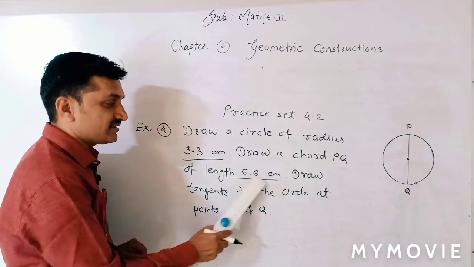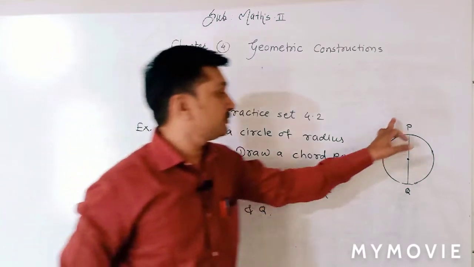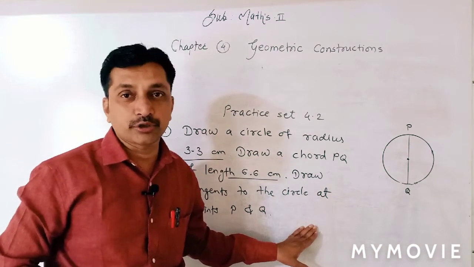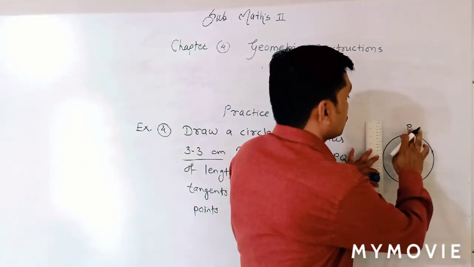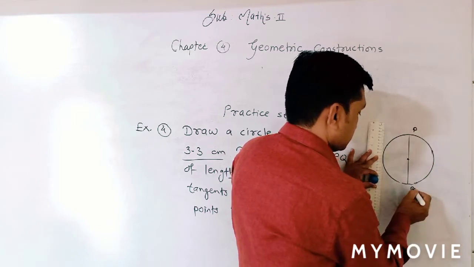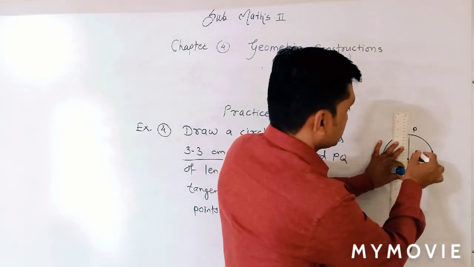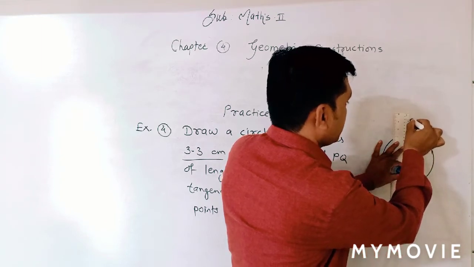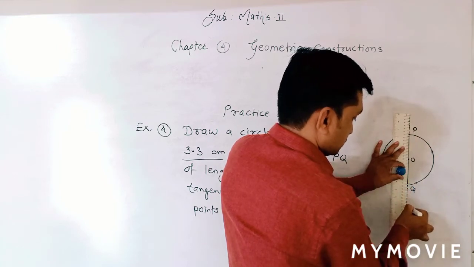of length 6.6 centimeter. Now we have to draw tangents to the circle at points P and Q. It is not given whether to use the center or not, and not given means using the center. So the construction is for using the center. We have to extend. Here, with center O, I draw OP and extend, and OQ also down.